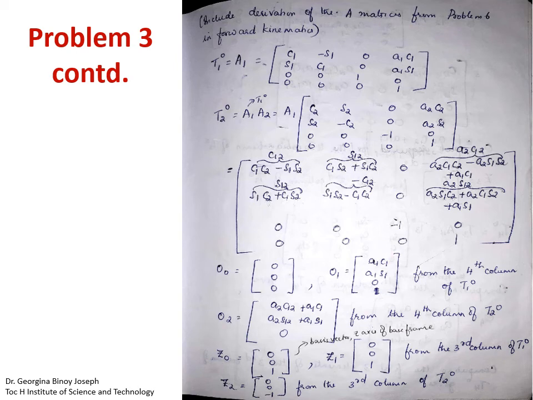Where do you get O2 from? O2 is from T20. So this is your O2: A2C12 plus A1C1, A2S12 plus A1S1, and the last one is 0. Now Z1, where do you get it from? The O's are got from the fourth column and the Z's are got from the third column. So Z1 is from the third column of T10, which is 0, 0, 1. Z2 is from the third column of T20, which is 0, 0, minus 1.